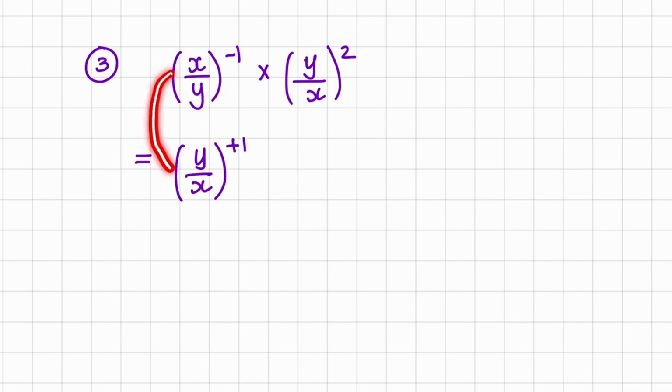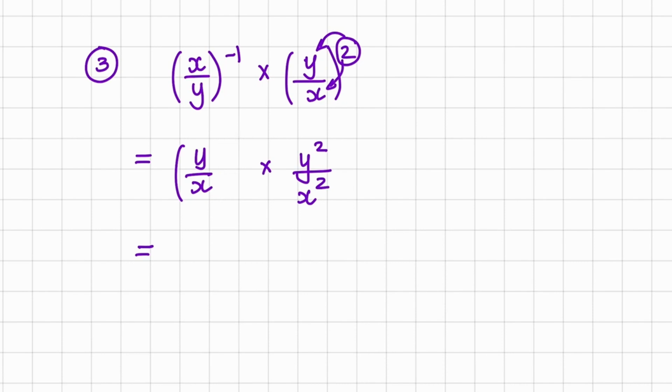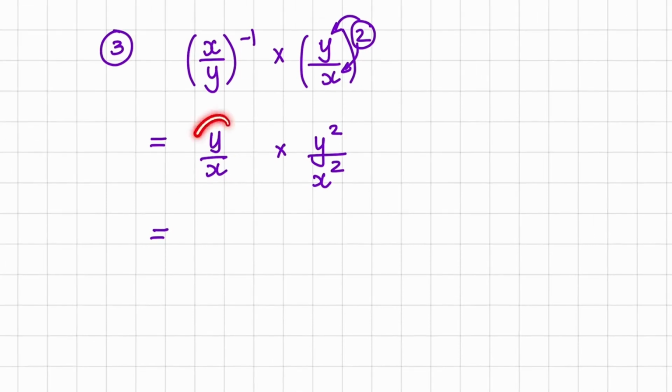So when you take the reciprocal of a fraction, and it's in brackets, then the negative exponent will become a positive exponent. Next, I can multiply the 2 into each of the exponents of y and x. So this becomes y to the power of 2 over x to the power of 2. And because we have our first set raised to the power of 1, we simply can say that that is y over x.